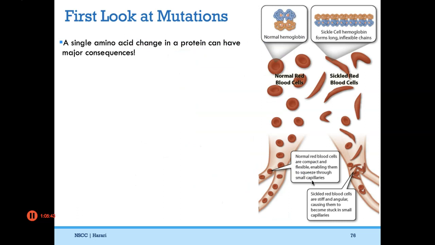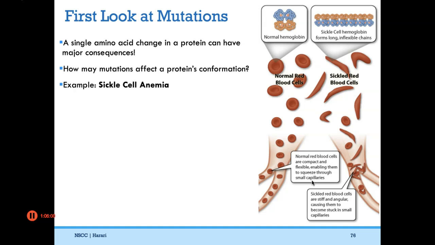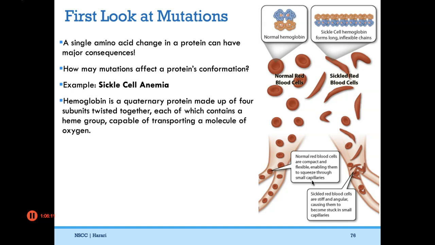I want to take a quick look at mutations. We just mentioned hemoglobin. And a single change in an amino acid in a protein can have major consequences. So hemoglobin has about 574 amino acids, I believe. But in sickle cell anemia, only one amino acid gets mutated. And that causes sometimes very catastrophic effects for the entire body.